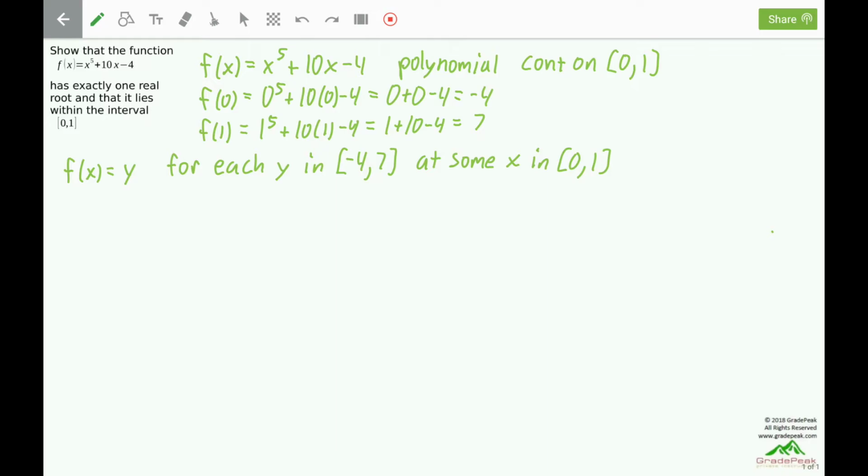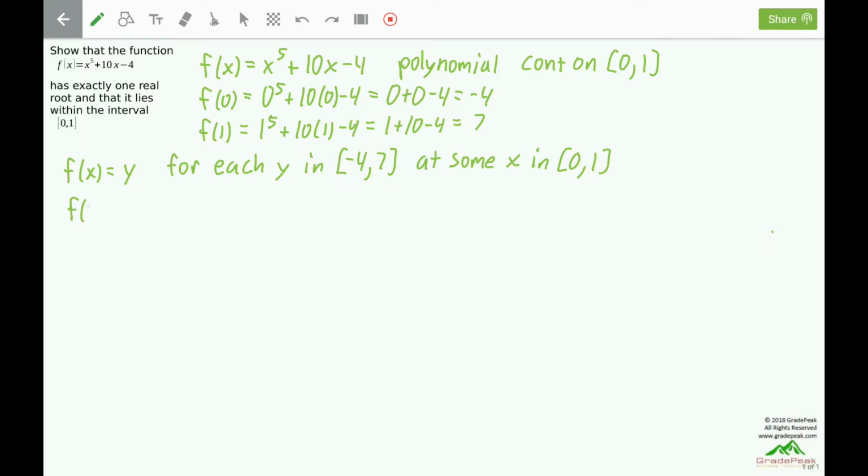What this says is the function will hit every single value between negative 4 and 7, including the endpoints, at least within that interval, perhaps even more, but it's guaranteed it will hit every value in that interval within the x values of 0 to 1. So the function will hit every value between negative 4 and 7. Since the left endpoint is negative and the right endpoint is positive, one of the values that it will hit between a negative and a positive is 0.